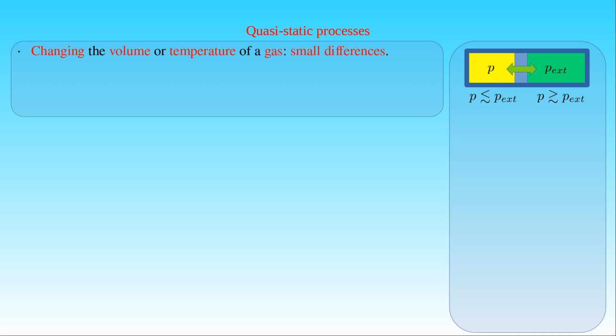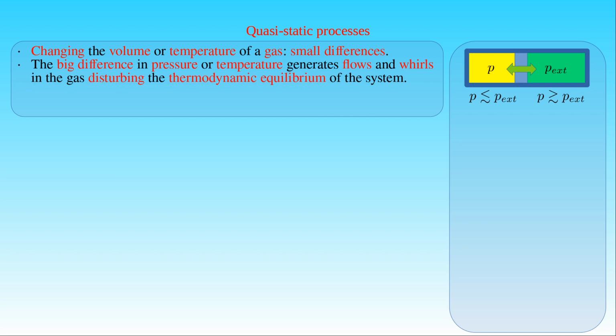its both sides. For if the external pressure was much greater or smaller than that of the gas in the system, the movable wall could move fast enough to generate flows and whirls in the contracting or expanding gas. As a result, the sudden change in the volume of the gas would disturb the stationary state of the gas, that is the equilibrium of the thermodynamic system. Therefore, the thermodynamic states which the system is passing through while it is taken from its initial state to its final one, cannot be considered as equilibrium states.